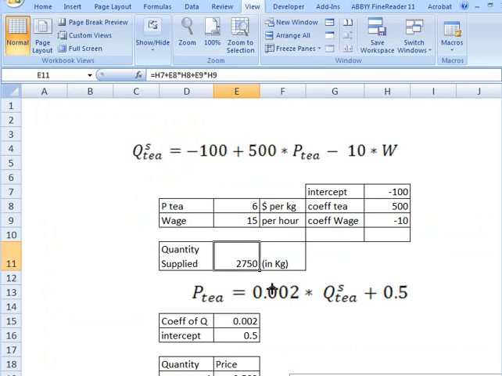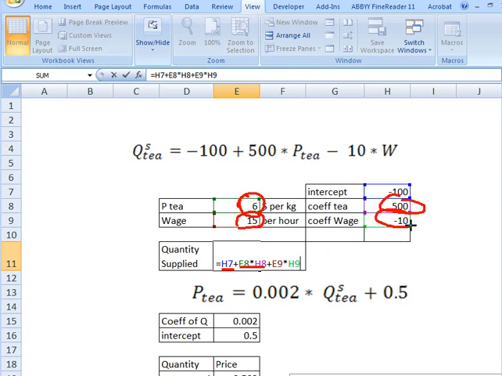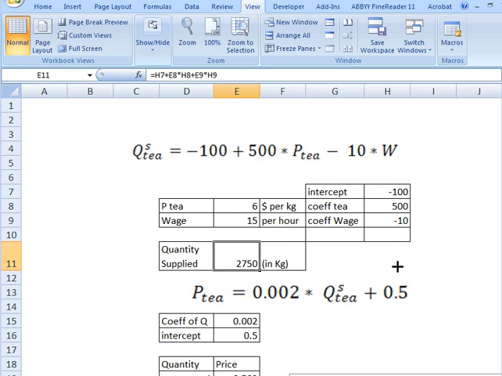What is the quantity supplied? Quantity supplied would be easily measured over here. It would be the intercept plus the price of T multiplied with the coefficient of T, so E8 into H8, plus the wage multiplied with its coefficient, so E9 into H9. Plugging those values, we get quantity supplied as 2750. So one supplier will supply this many units.